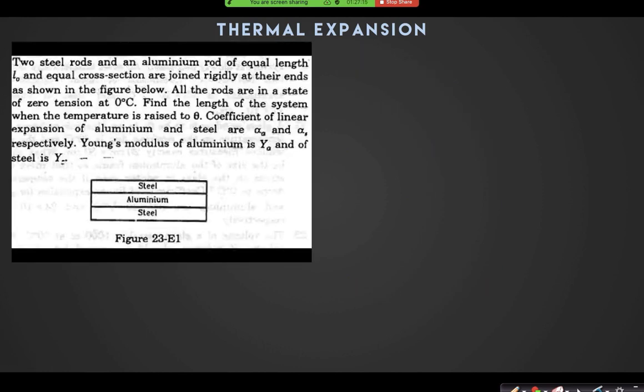Now this question says two steel rods and one aluminium rod, each of equal length and equal cross section, are joined rigidly at their ends. All the rods are in a state of zero tension at 0 degrees Celsius. Zero tension means there is no stress developed. Find the length of the system when the temperature is raised by theta. Coefficients of expansion of aluminium and steel are given, and Young's moduli are also given.